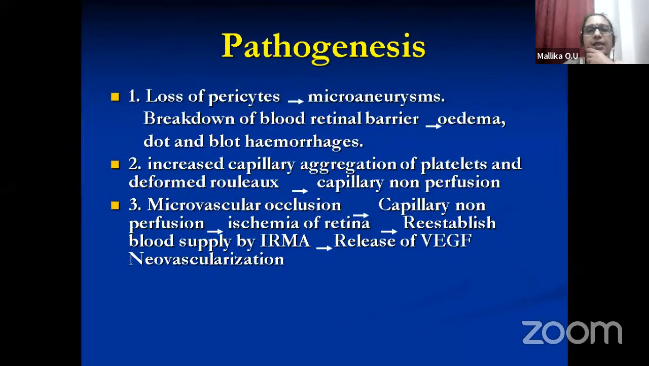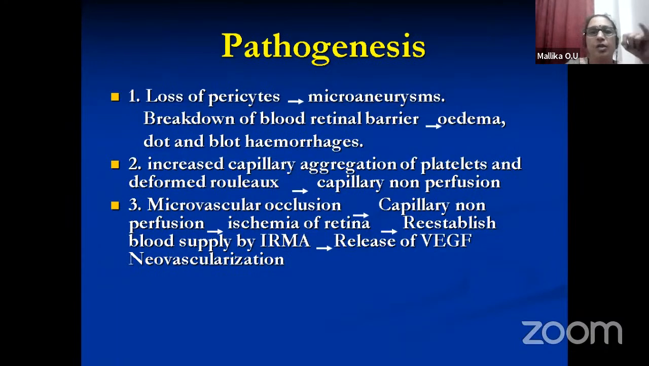So loss of pericytes leads on to microaneurysms, and this loss can lead on to a breakdown of the inner blood retinal barrier. If there is a breakdown of the blood retinal barrier, there is leakage of plasma through the vessel wall, which leads on to edema of the retina. And also the RBCs are leaking. The plasma is leaking, leading on to retinal edema. The RBCs are leaking, which can lead on to dot and blot hemorrhages.